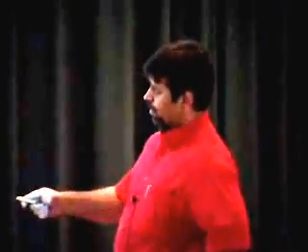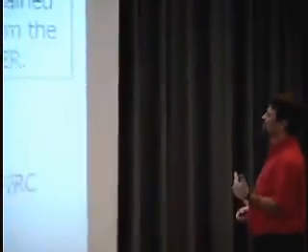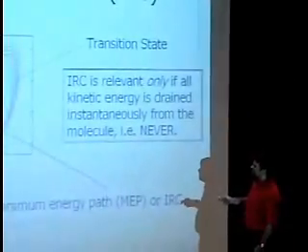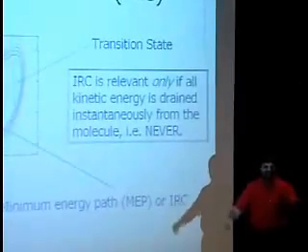And you can actually find these. If you can find a transition state, then you can ask a program to calculate this automatically, and it will go forward and backward and calculate this path. The only thing I really want to make sure that you understand is that this is relevant only if all the kinetic energy is drained instantaneously from the molecule at every point in time, which means that actually this is never really the right thing. The right thing is always something that is some moving around it, right?